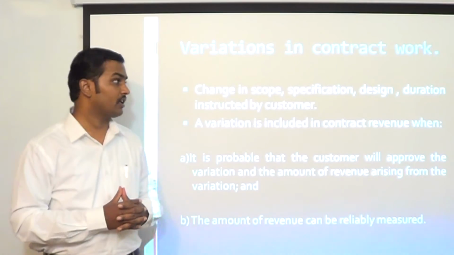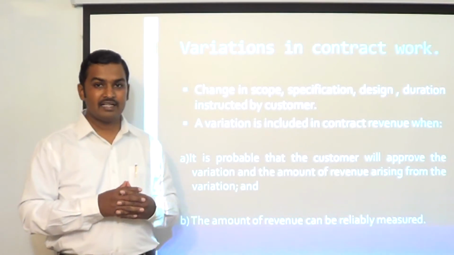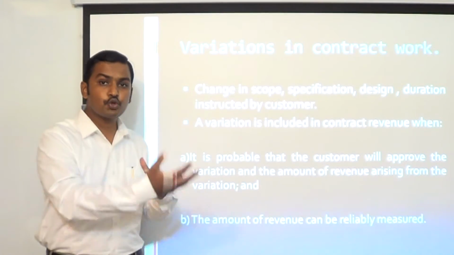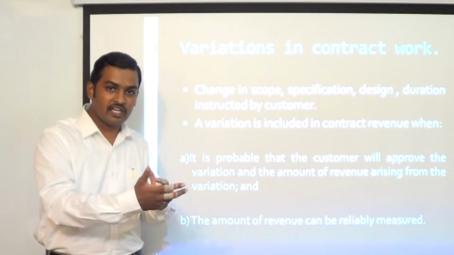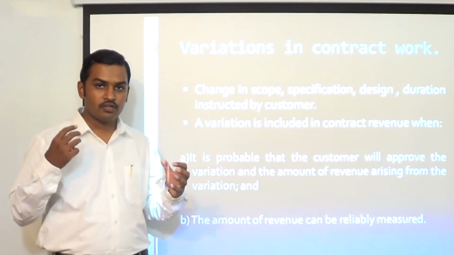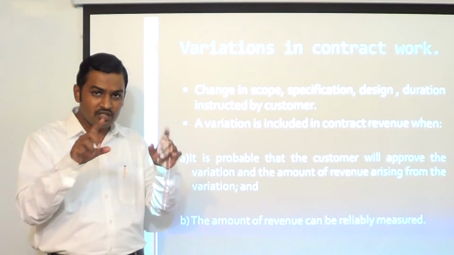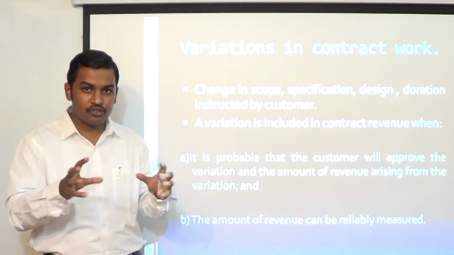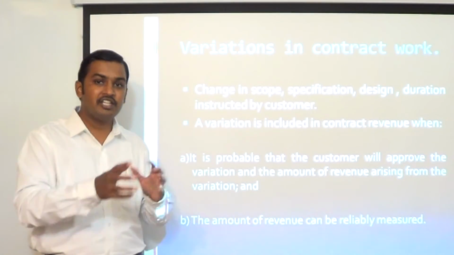Now, variations in contract work. What are variations in contract work? These are, we can say, changes in scope, design, specifications which are instructed by the customer. So the customer is giving you instruction to change the scope of the work, change the duration of the work, change the design which he had given initially.